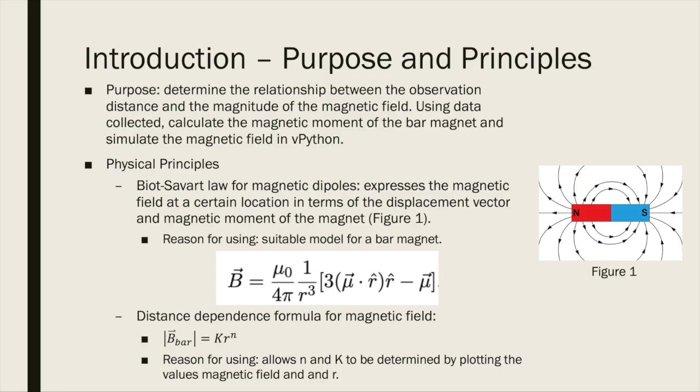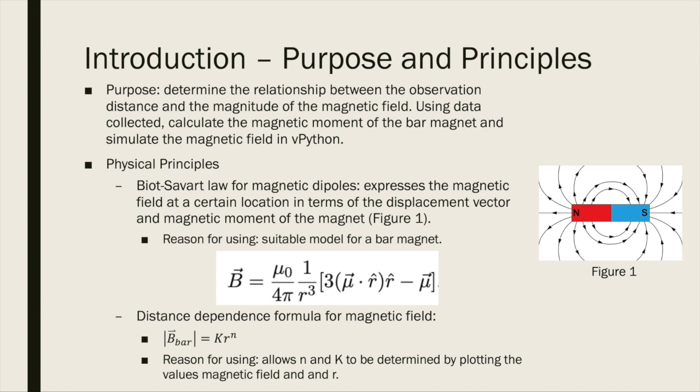The purpose of the lab is to determine the relationship between the observation distance and the magnitude of the magnetic field of a permanent magnetic dipole. Then, using the data collected, we calculate the magnetic moment of the bar magnet and simulate its magnetic field in VPython. The physical principles used include the Biot-Savart law for magnetic dipoles, which expresses the magnetic field at a certain location in terms of the displacement vector and magnetic moment of the magnet.